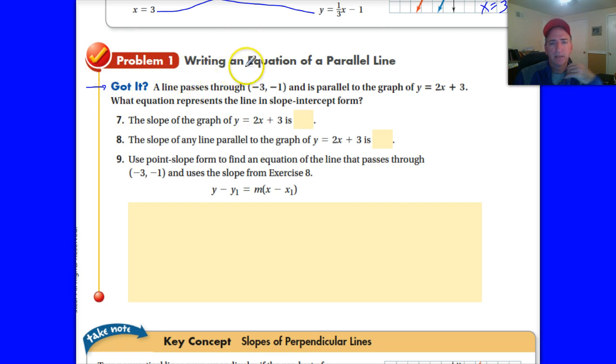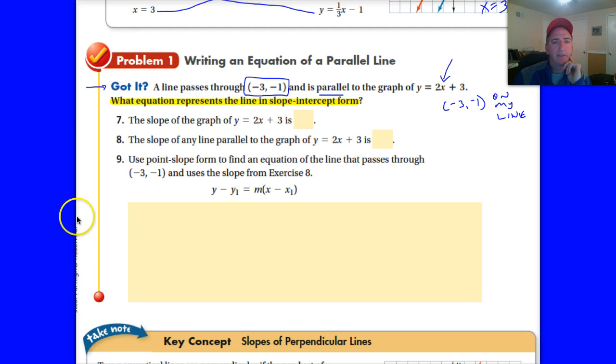Okay, if we know the parallel lines are the same slope, we can solve this question that says, a line passes through this point. All right, so I know that -3, -1 is on my line. This line I'm looking for. I'm looking for an equation to my line. And I know that that is parallel to this line here. Now, this is not my line. This is parallel to my line here, okay? Then the question says, what equation represents the line in slope-intercept form?